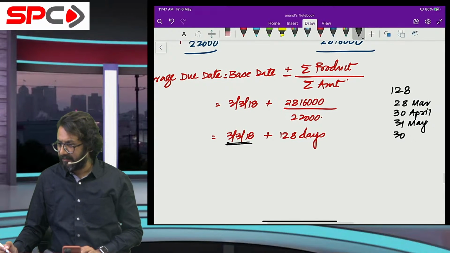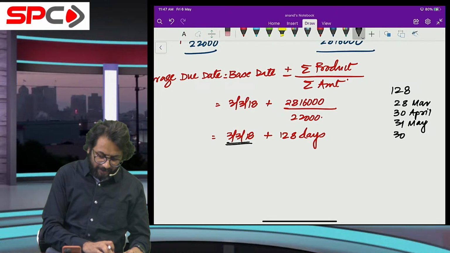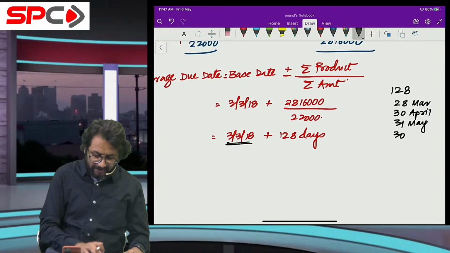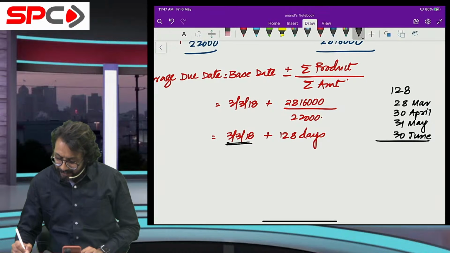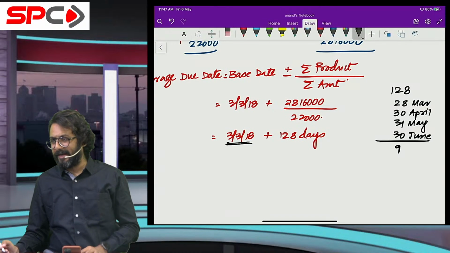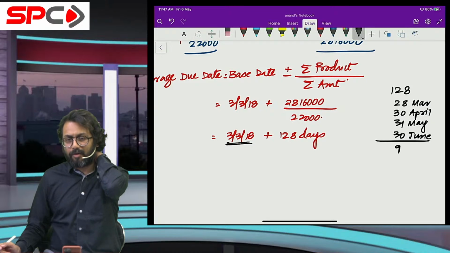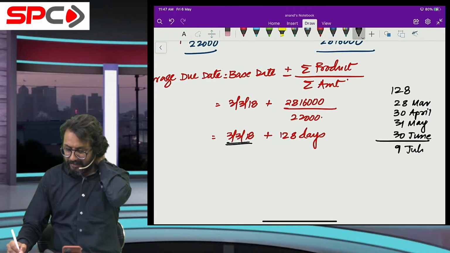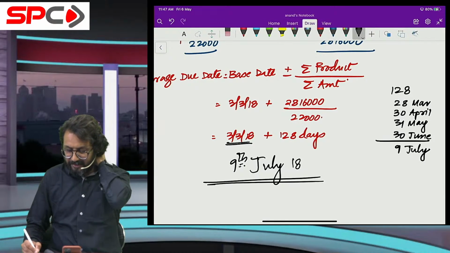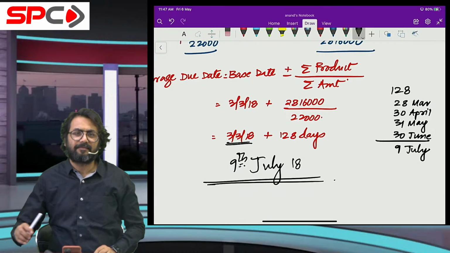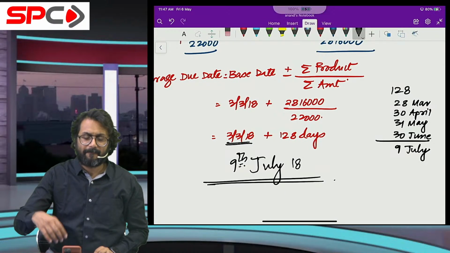June 30. Now please check once. 128 minus 28 minus 30 minus 31 minus 30. So I have subtracted June also and I am getting 9 days. Now can you find 9 days in the next month? Yes or no? So what would be the answer? It would be 9th July. So 9th July is the average due date, and I am glad that you have found this answer correctly. 9 July 18 is the right answer? Yes. Any query?